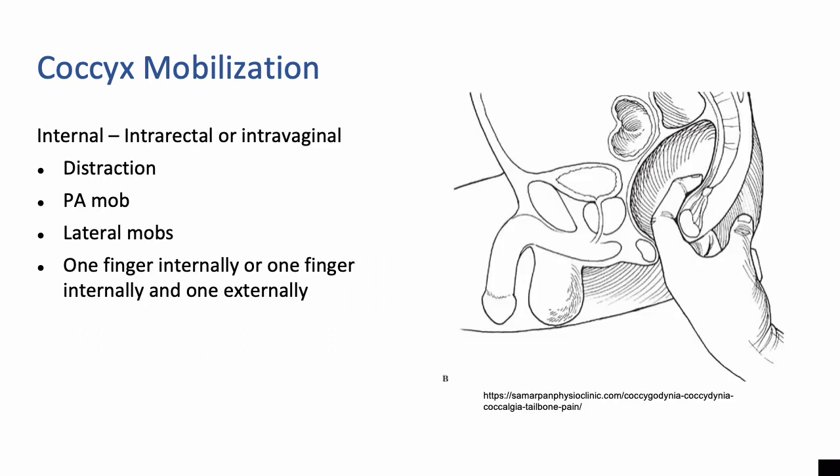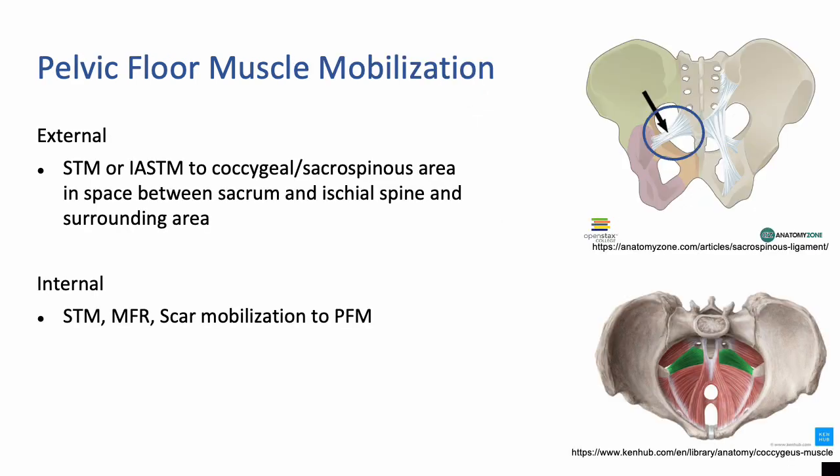This is an internal coccyx mobilization technique. We didn't do this in lab, but I wanted to show it. So you're going to do intrarectal or intravaginally, one finger internally or one finger internally and one externally to do distractions, PA mobs, and lateral mobs.